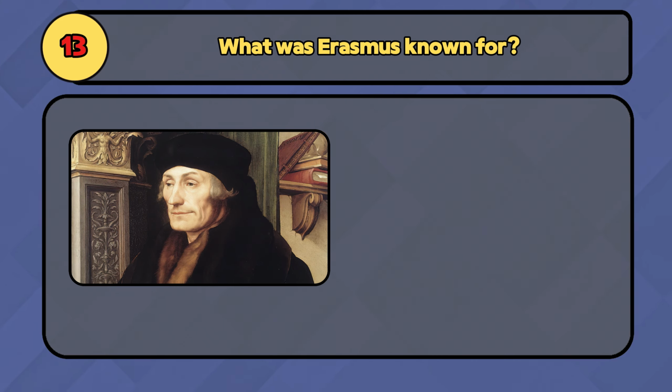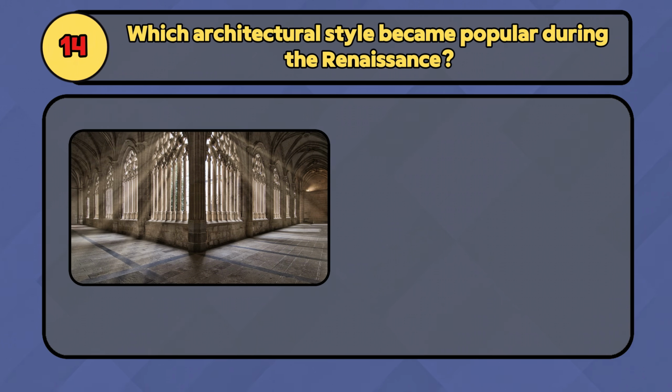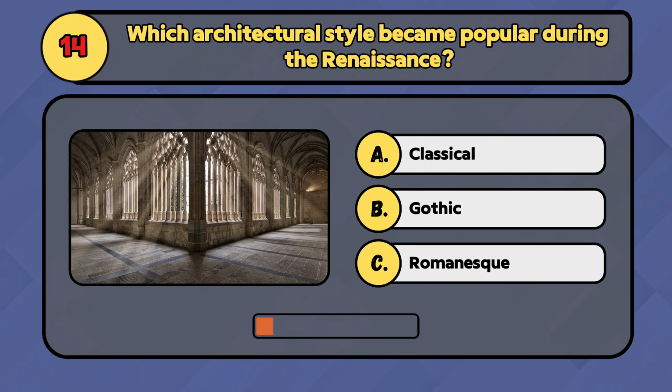What was Erasmus known for? Erasmus was a Dutch humanist who promoted learning and religious tolerance. Which architectural style became popular during the Renaissance? The Renaissance favored a return to classical architectural forms.